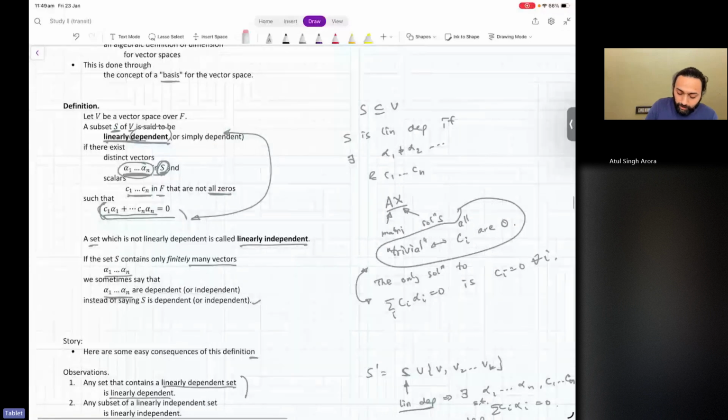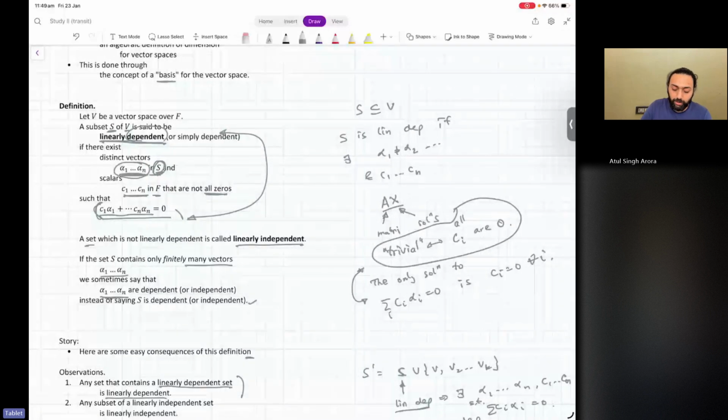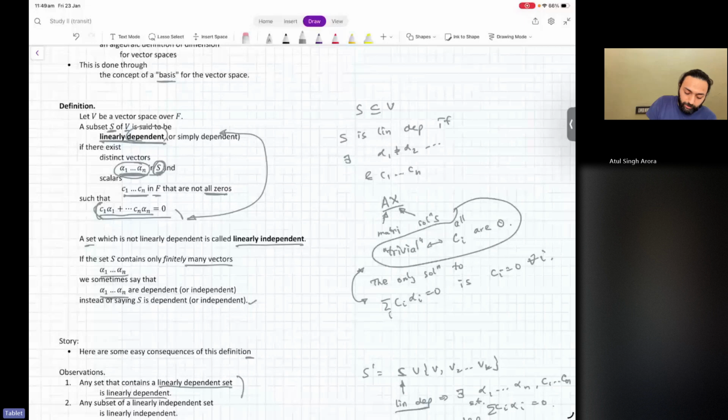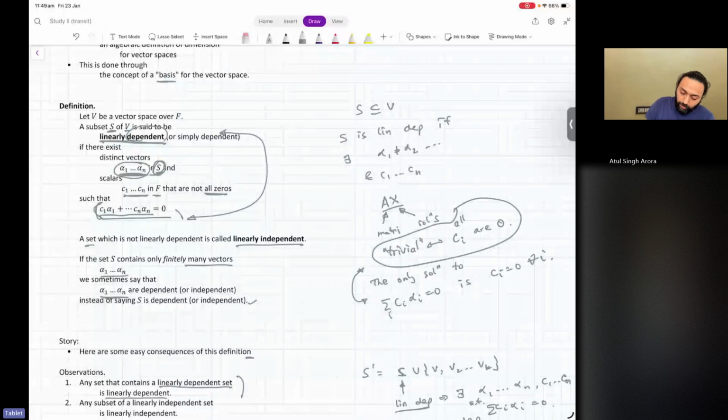But we don't have to unnecessarily talk about trivial here because that was introduced in a different context, right? We were talking about solutions of linear equations and we were saying that the only way you can solve the linear equation is if all the x's are zero. That is not what we are doing here. Here, it is related, of course, because we are generalizing the properties. But here we're just defining linear dependence.